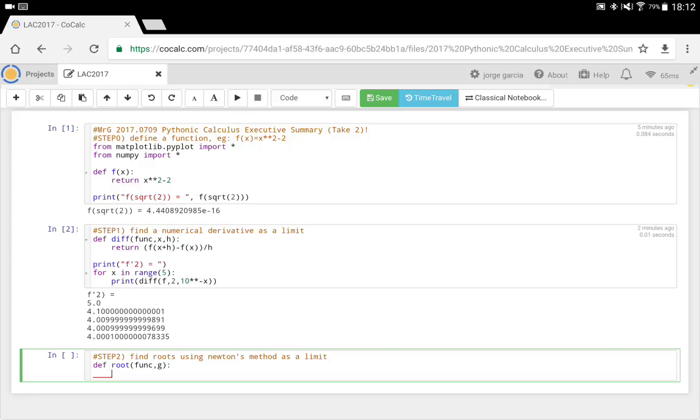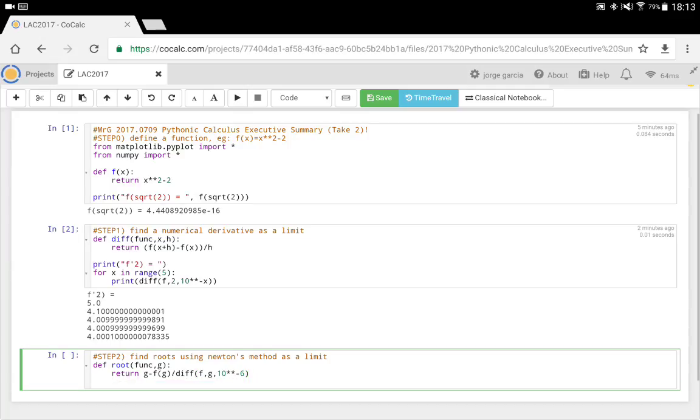Well, Newton's method, what we do is we're going to return a better guess. Okay, that guess being the current guess minus f at the current guess divided by the derivative, okay, so diff of f at the current guess, and let's fix h to something small, 10 to the negative 6, let's say. Alright, and if that's not good enough, we could always make it smaller.